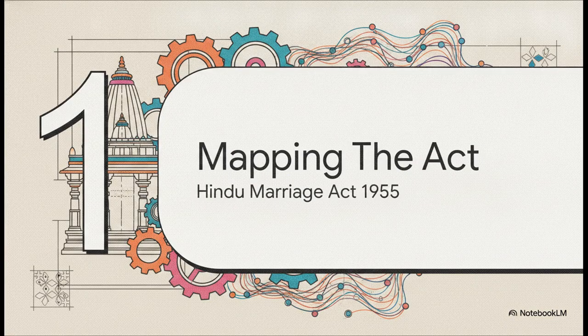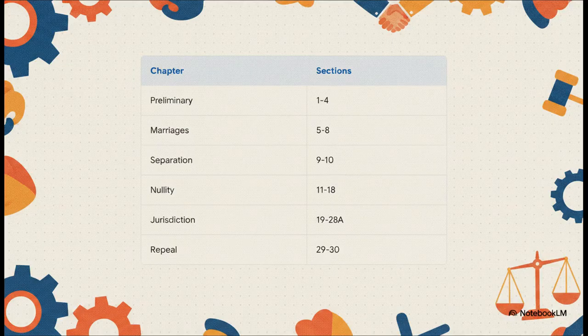Section 1. Mapping the Marriage Act. Now, notice how breaking this down instantly lowers your cognitive load. The Hindu Marriage Act of 1955 is basically divided into just 6 chapters. Seeing it condensed like this gives you awesome mental anchors. Chapter 1 is preliminary, and that covers sections 1 to 4. Chapter 2 handles Hindu marriages, sections 5 to 8.